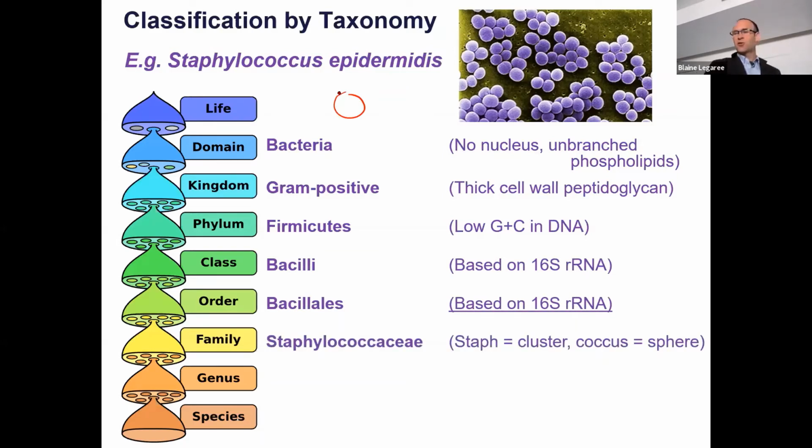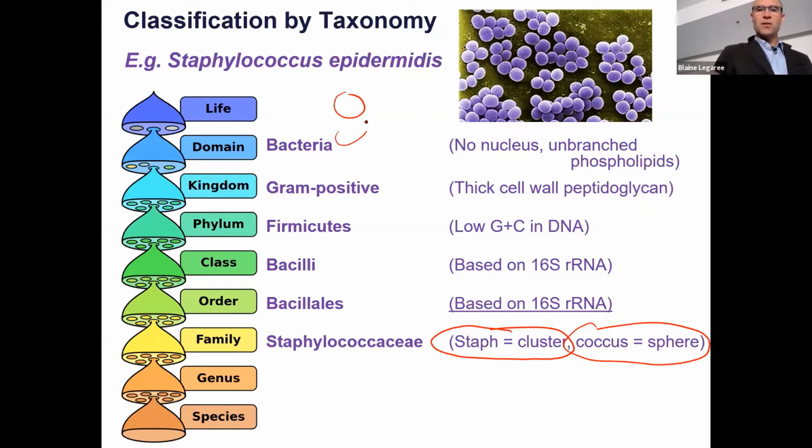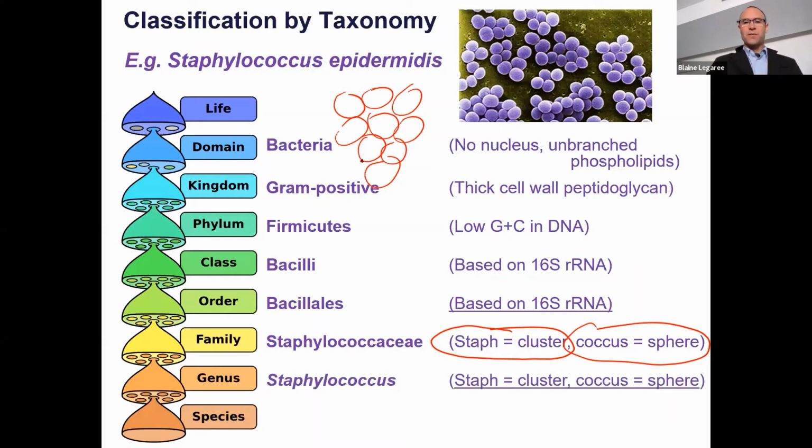Now we can look at something a little more to do with the characteristics. Staphylococci. Staph, you can see it says here, means cluster, and coccus means sphere. So these cells are spherical and clustered together, and they look like a bunch of grapes. So now we have a name based on a physical description of it. That's also the genus name, Staphylococcus, and the species name is epidermidis, because it lives on the skin. So we have a descriptor here.